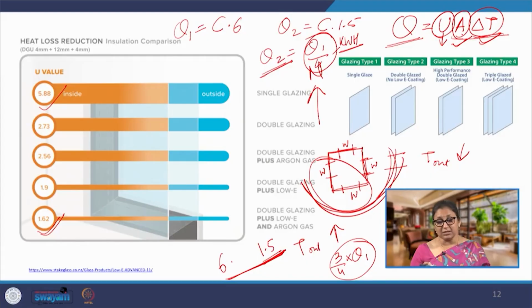The next is SHGC, the other property is SHGC. Now, how we influence SHGC is, we have to reduce the heat, the radiation, from transferring through this transparent material. So, what can we do?